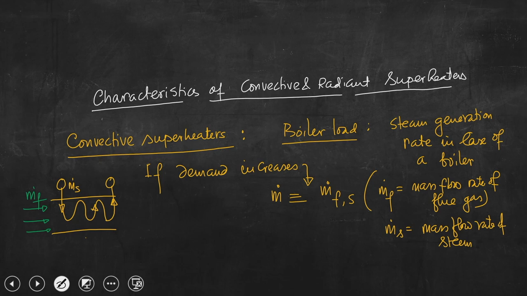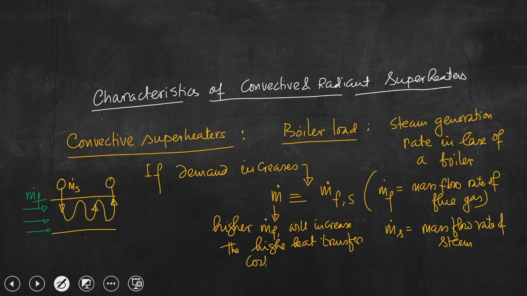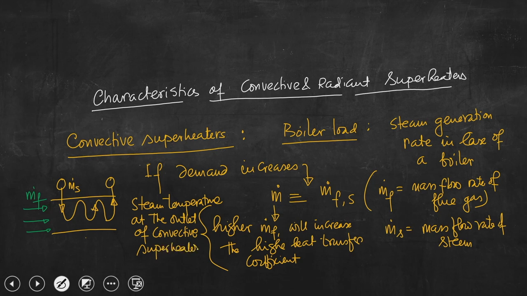So, this is very important. I am writing: higher m dot f will increase the heat transfer coefficient. And finally, the effect would be that the steam temperature at the outlet of the convective superheater will be more. That is what we can understand.